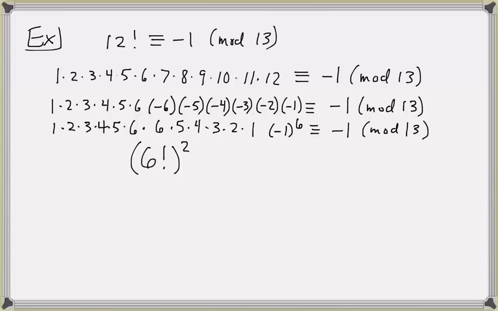Now negative 1 to the 6th power is just equal to 1. So negative 1 to the 6th power is congruent to 1 mod 13. So that would just kind of cancel. And so the left-hand side simplifies to 6 factorial, the quantity squared. We see that that's congruent to negative 1 mod 13.